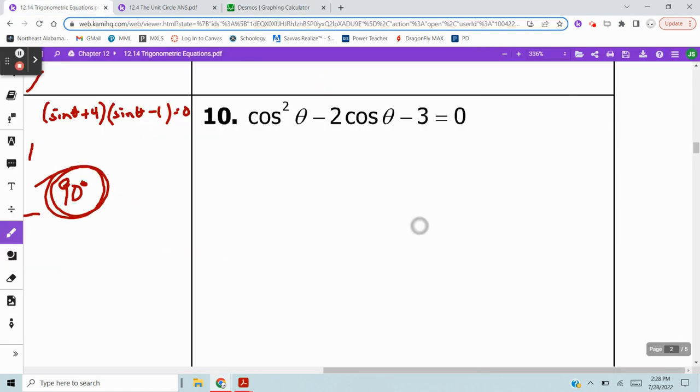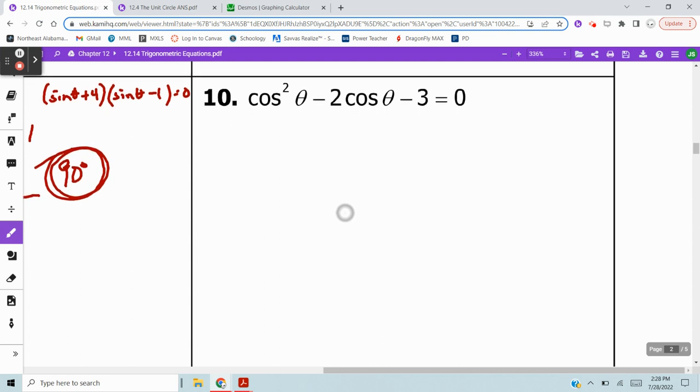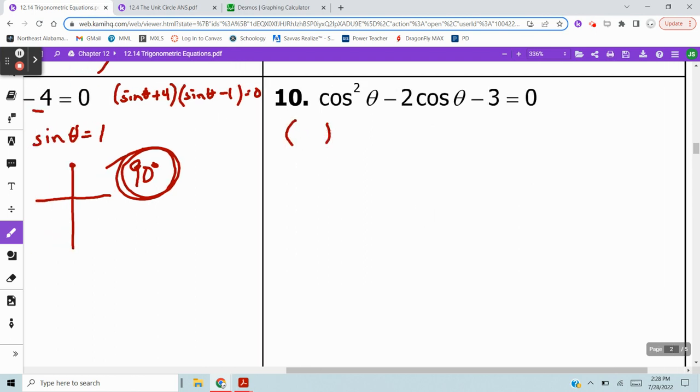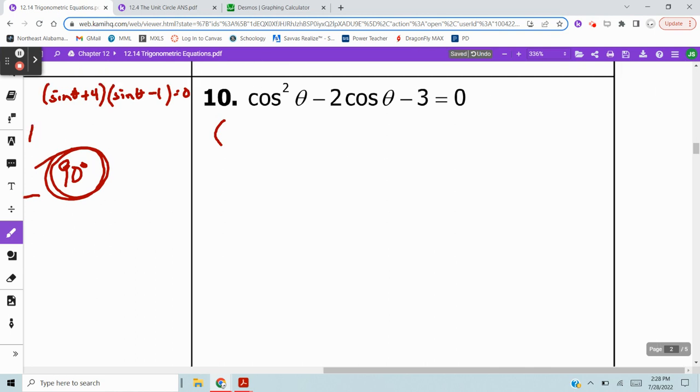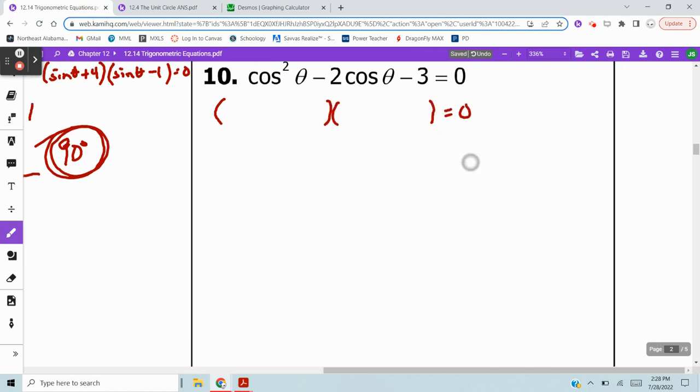Number 10 says cosine squared minus 2 cosine minus 3. Again, you can use the u trick, or if you're comfortable with the cosines, we'll do it with the cosines this time. You can do it either way. So two sets of parentheses, and we'll make these parentheses a little wide so I can fit this in here. I know the cosine of theta times the cosine of theta gives me cosine squared. What adds to give me -2 and multiplies to give me -3 would be a -3 and a +1.